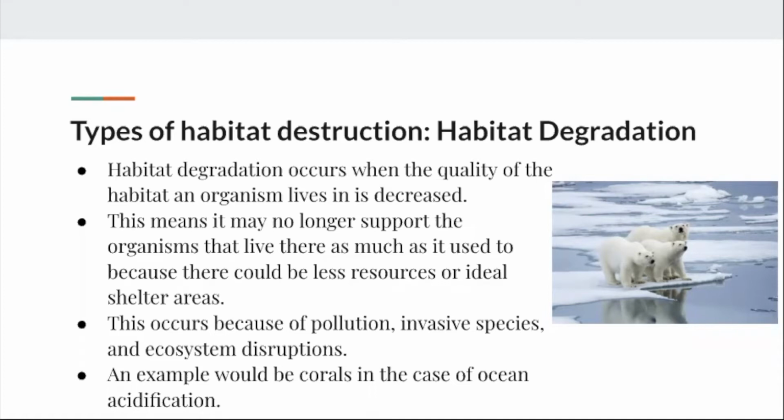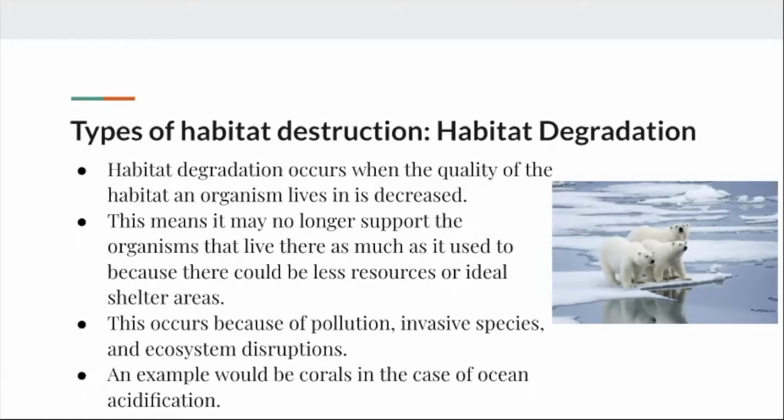As you can see, they're having a hard time traveling across the plains. And then there are also fewer food sources. As the habitat degrades, fewer organisms are able to survive, and that means there are fewer options for food. This occurs because of pollution, invasive species, and ecosystem disruptions.